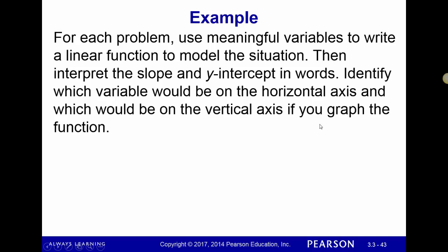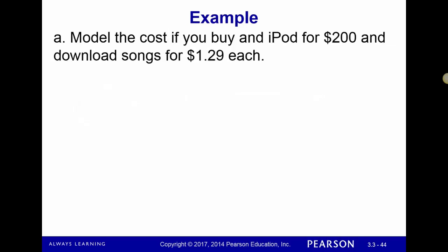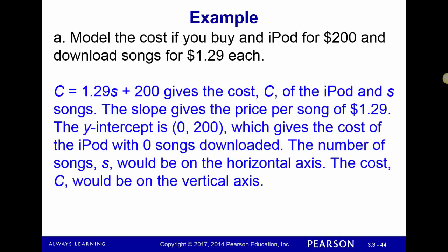For each problem, we use meaningful variables to write a linear function to model the situation. Then interpret the slope and the y-intercept in words. Identify which variable would be on the horizontal and which would be on the vertical axis. Model the cost if you buy an iPod for $200 and download songs for $1.29 each.